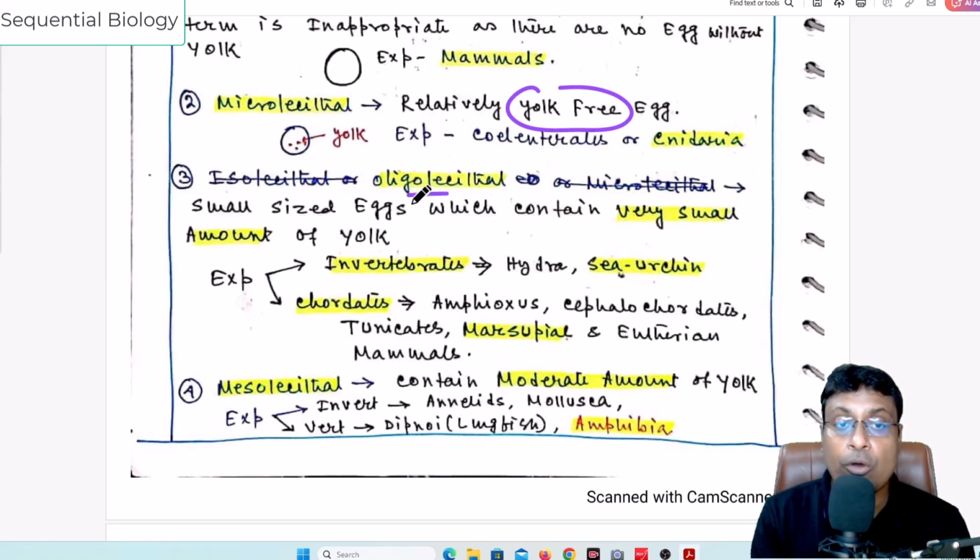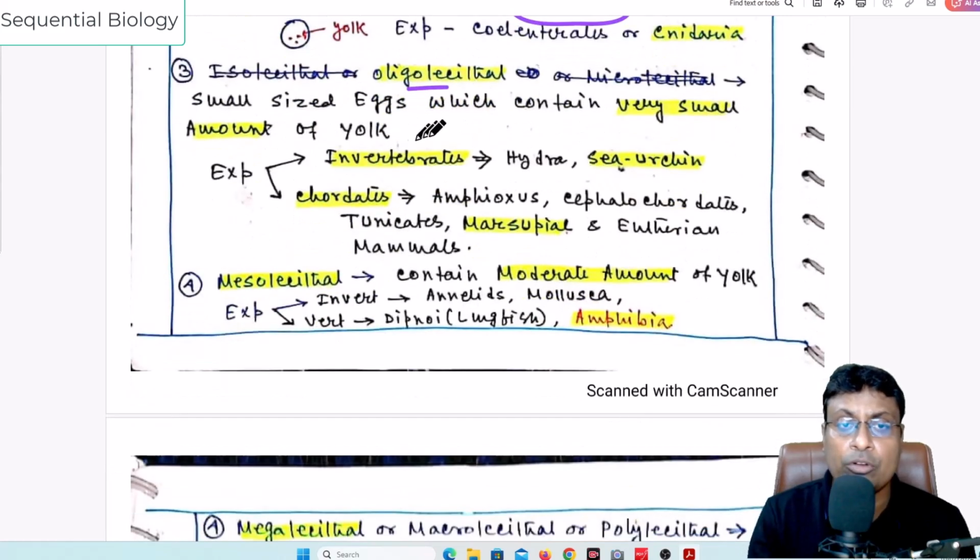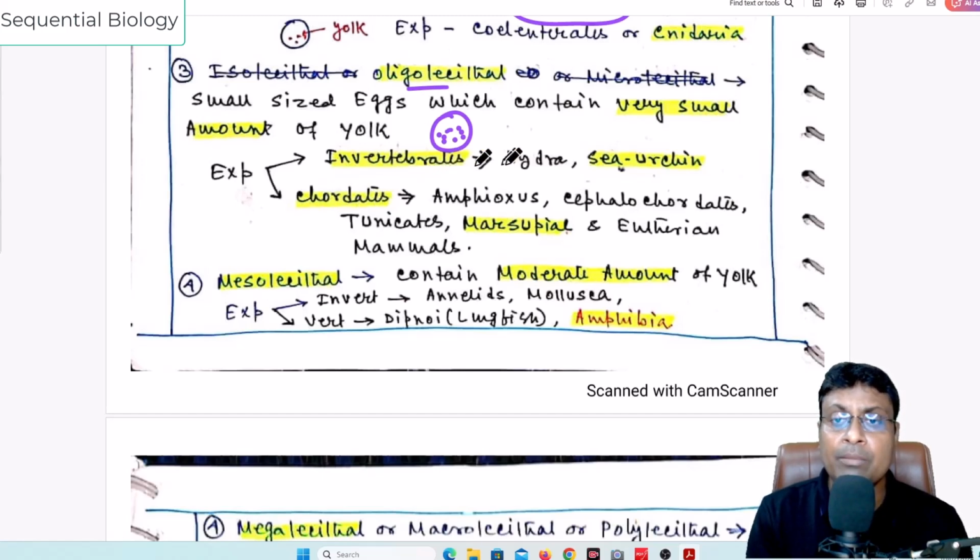And the next type is the oligolecithal egg. These are small-sized eggs which contain a very small amount of yolk. This type of egg can be found in different invertebrates and different chordates. In invertebrates like hydra and sea urchin, the eggs are oligolecithal, and the marsupial eggs are oligolecithal. Apart from marsupials, amphioxus, cephalochordates, tunicates and eutherian mammals also have oligolecithal eggs.